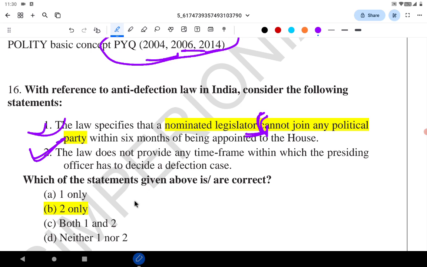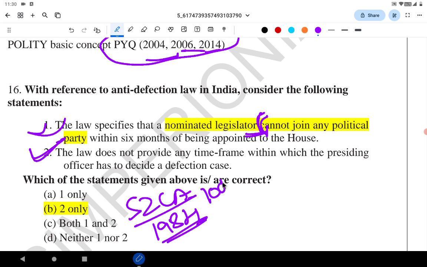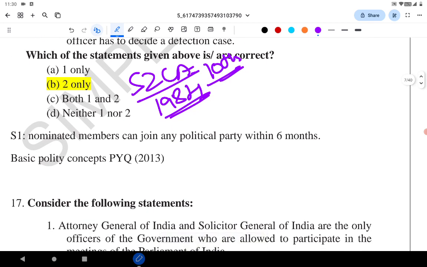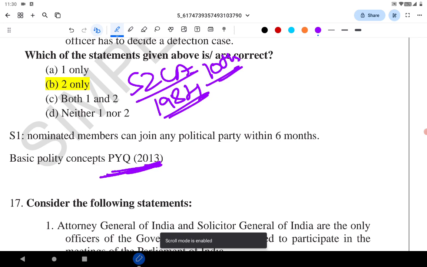The anti-defection law is the 52nd constitutional amendment. I think it was introduced mainly in the Rajiv Gandhi time in 1984. It added the 10th schedule to the constitution. And it's a PYQ as well. UPSC usually asks this question on anti-defection. They asked in 2013.